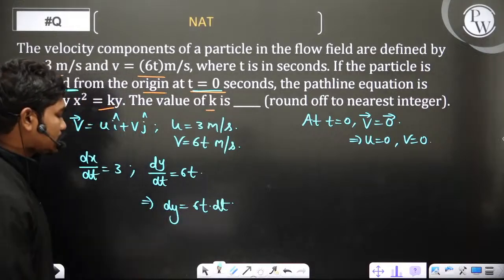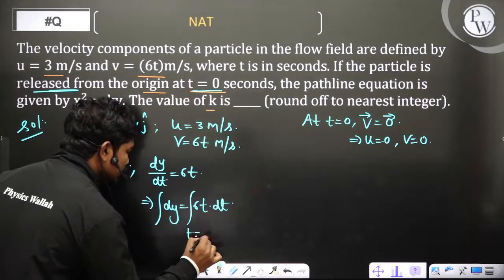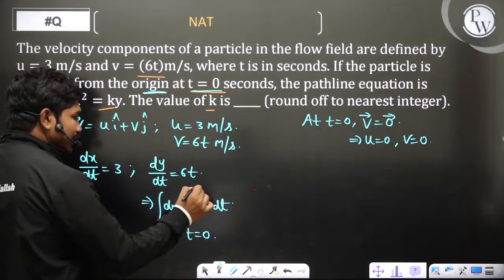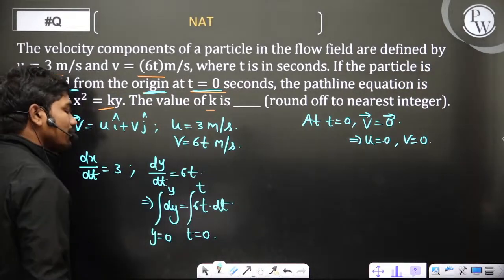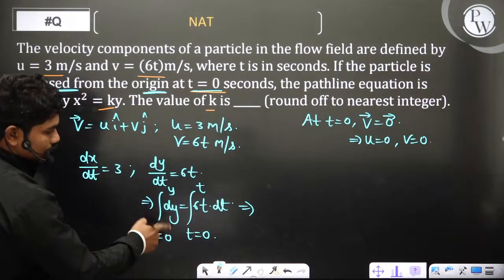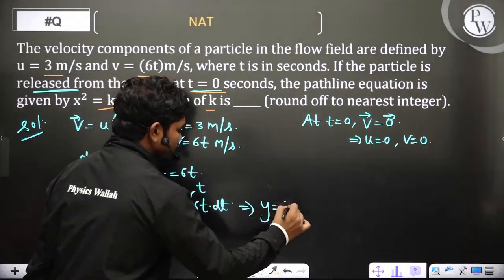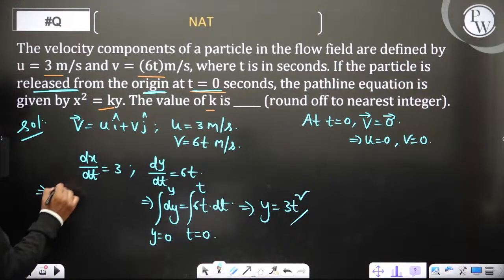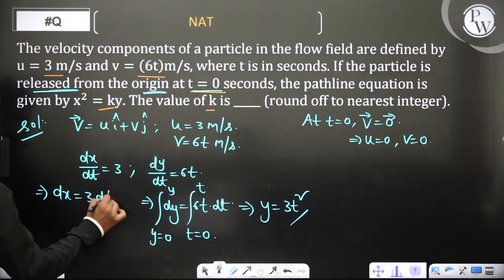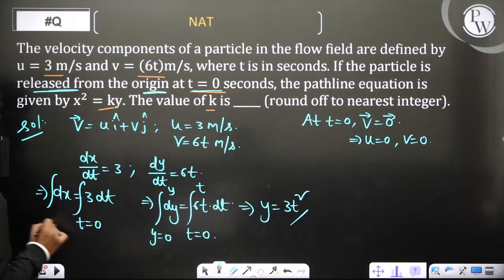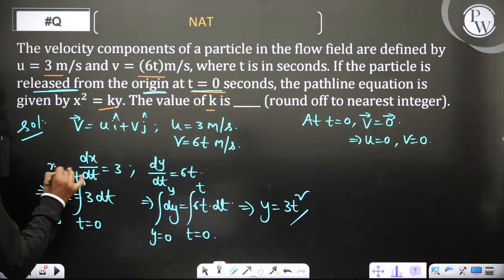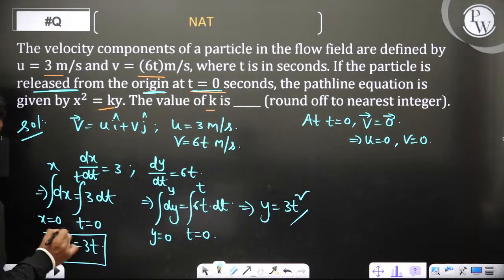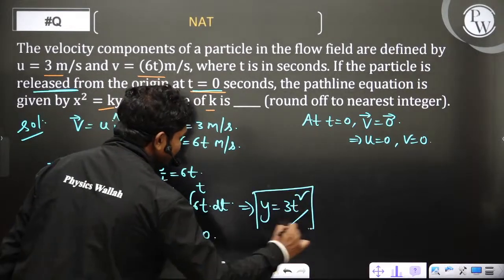Now let us solve this differential equation. At time t is equal to 0, the particle is at location y is equal to 0 because it is at origin, and at time t equal to t, let us suppose this is at some location y, for example. If you integrate this, integration of dy is y within the limit 0 to y, so y is equal to 3t square, that's it. Now come here, if you solve this differential equation, dx is equal to 3 dt. Again, if you integrate at t equal to 0, x is equal to 0, and at t equal to t, this is at some location x. If you integrate, x is equal to 3t. So the particle is moving as per this situation, x equal to 3t and y is equal to 3t square.